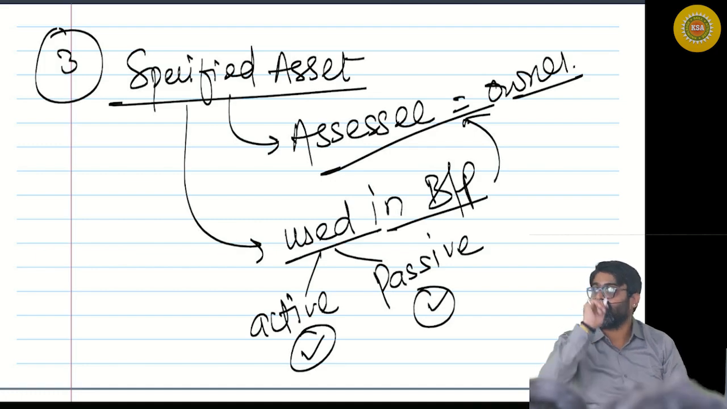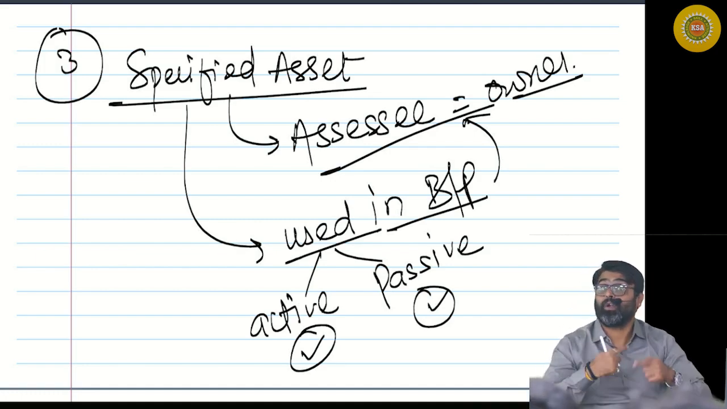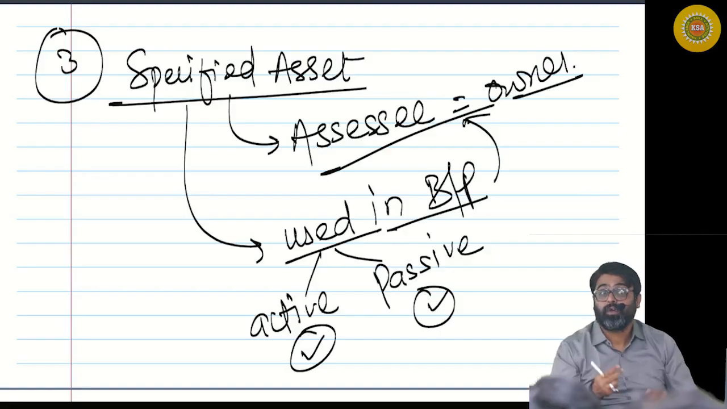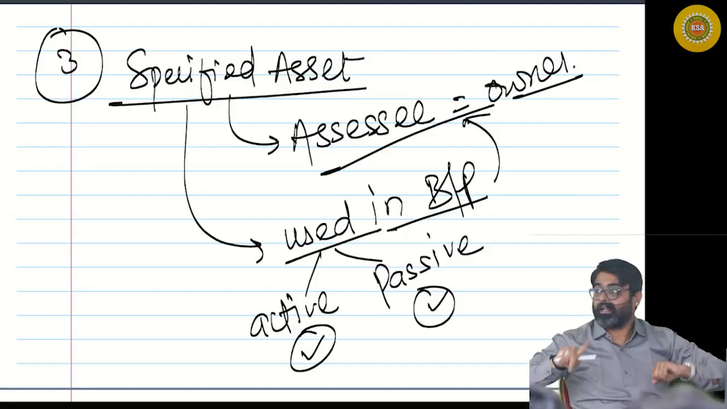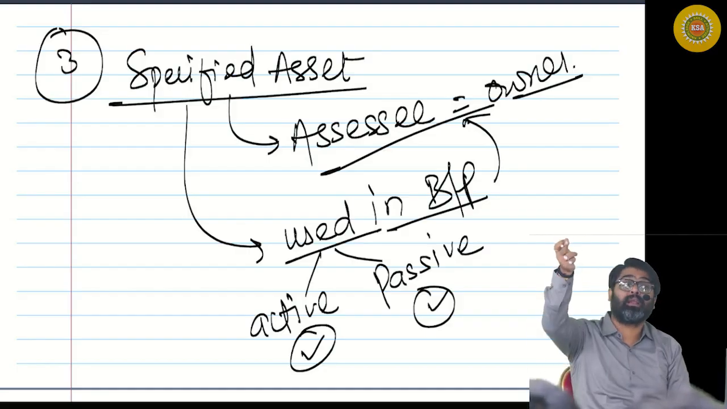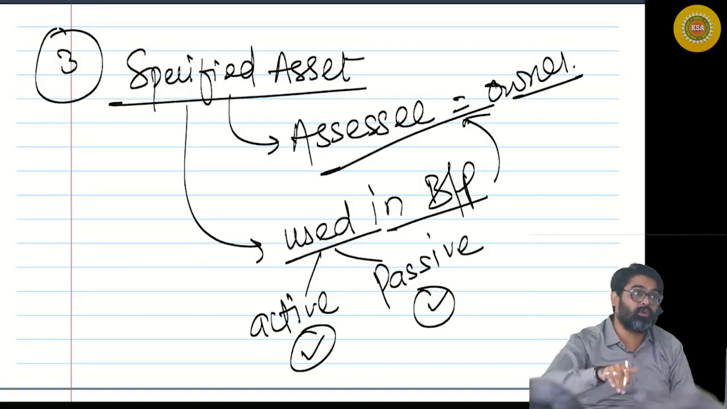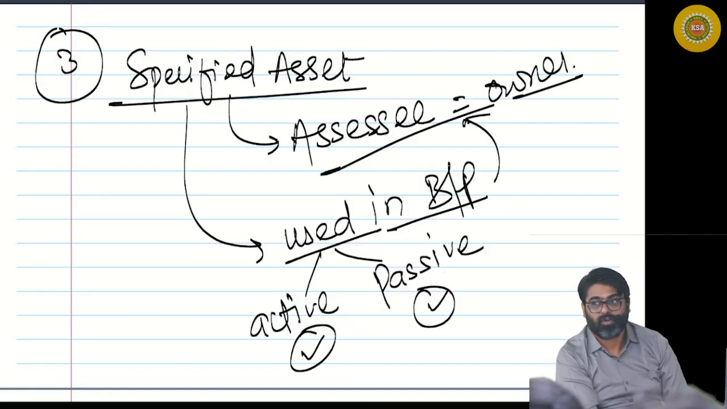So there will be a standby camera, which is already purchased. But it is not in active use. But the moment the need will arise, immediately that can be put to use. So even if that camera is not in active use, it is considered as if it is being used, because that use is known as passive use. For that asset also the depreciation can be claimed.